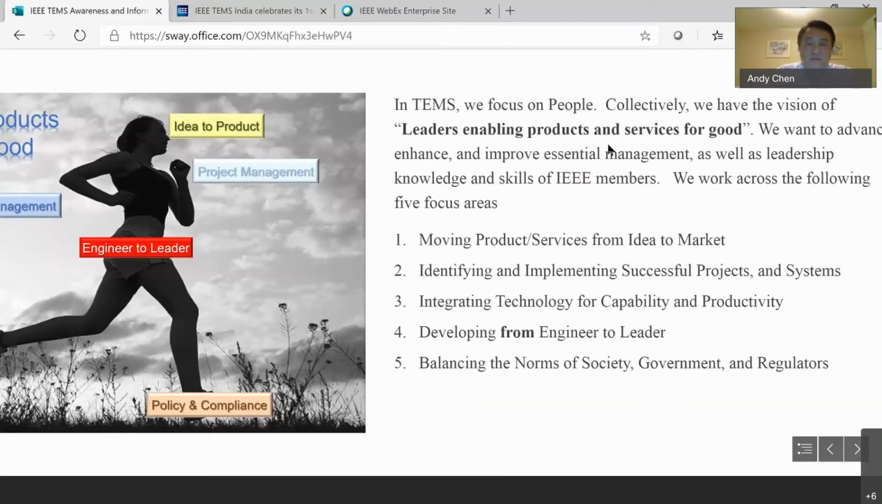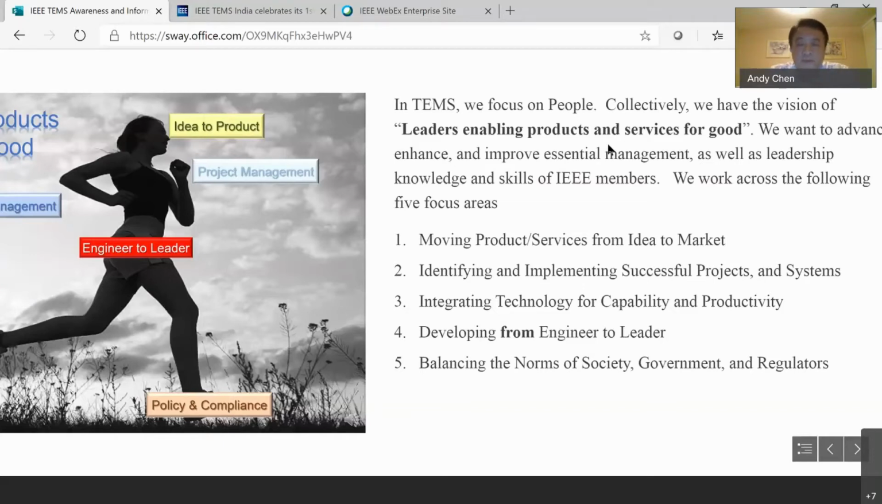And for the large corporations, we help them identify and implement successful projects and systems. Many of the enterprise systems and large-scale major capital projects require very in-depth experience and knowledge. Many of our members are doing research in those areas. We also help the corporations to integrate the technologies and capability. Not the technology development itself, but how do you deploy technologies? How do you manage technologies? And how do you maximize the productivity within the corporations?